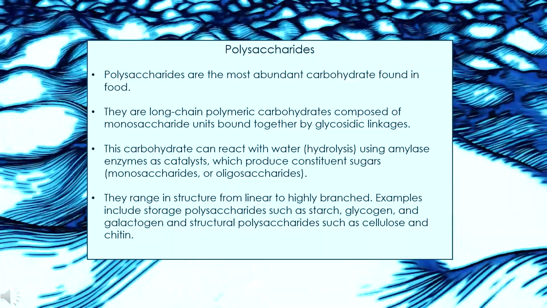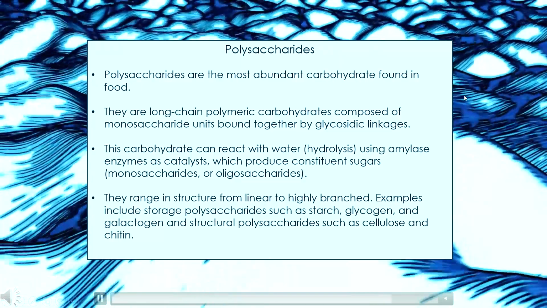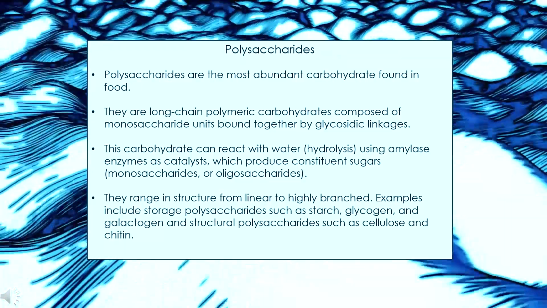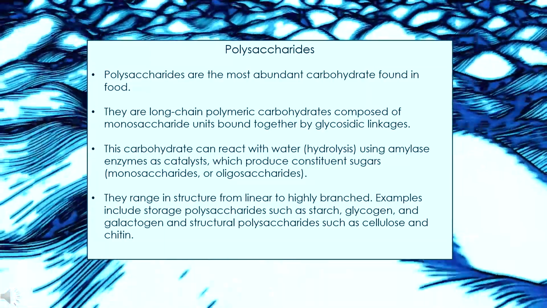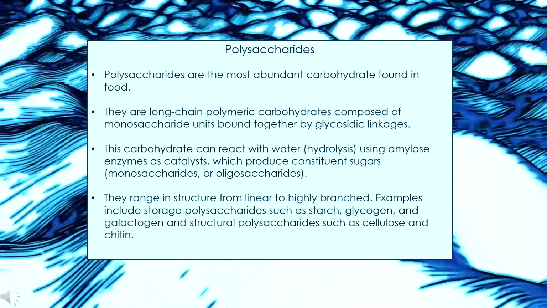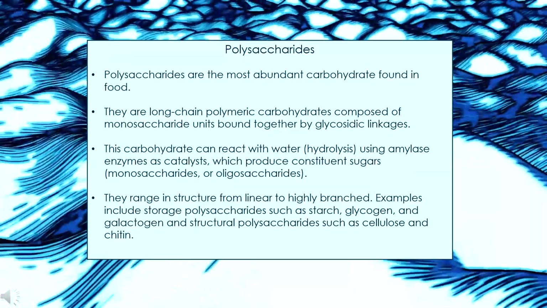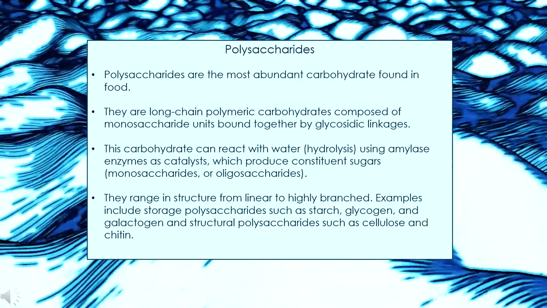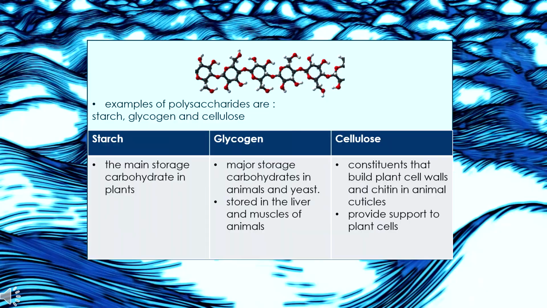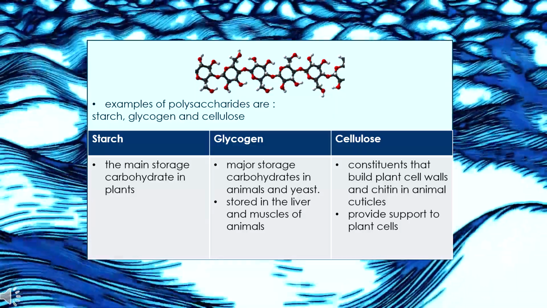This carbohydrate can react with water in a hydrolysis process using the amylase enzyme as a catalyst, which produces constituent sugars, which are monosaccharides and oligosaccharides. They range in structure from linear to highly branched. Examples include storage polysaccharides such as starch, glycogen, and galactogen, and structural polysaccharides such as cellulose and chitin. There are three examples of polysaccharides, which are starch, glycogen, and cellulose.